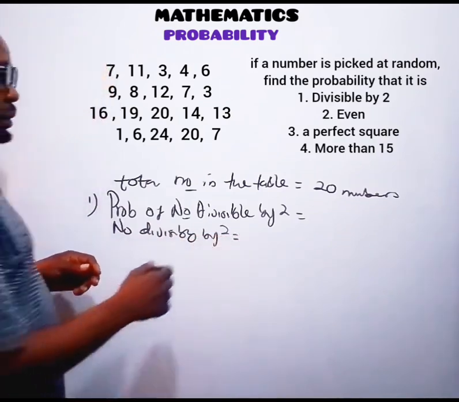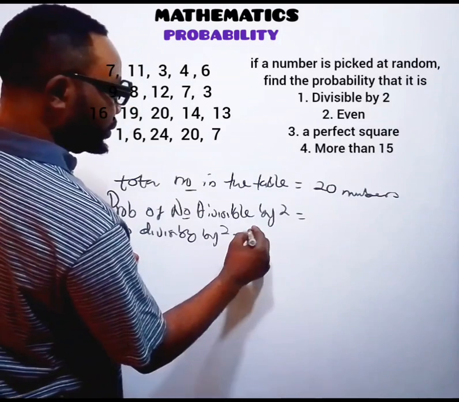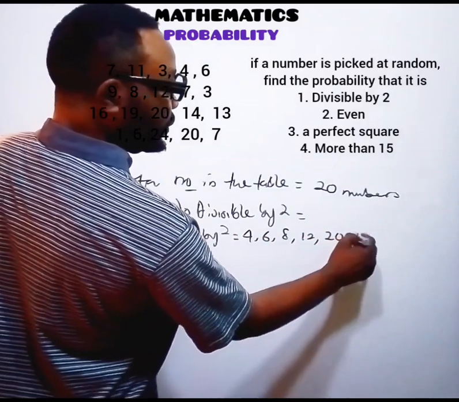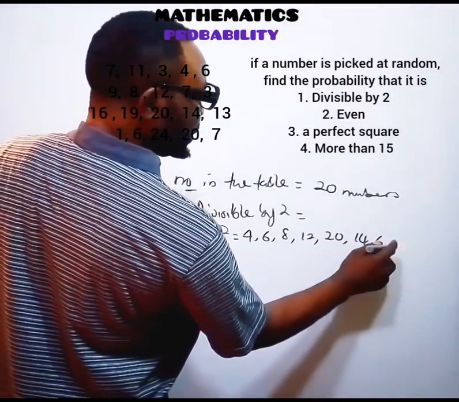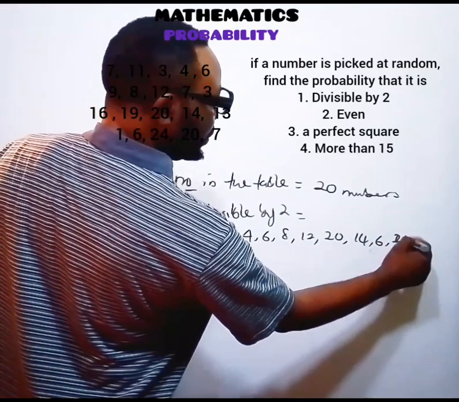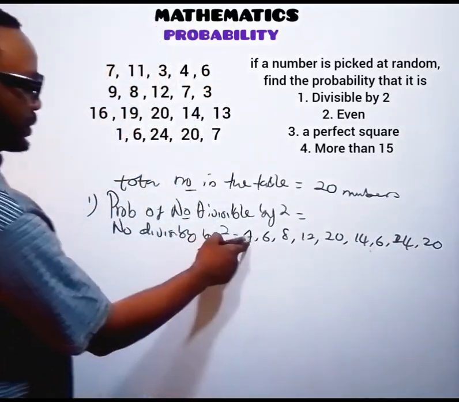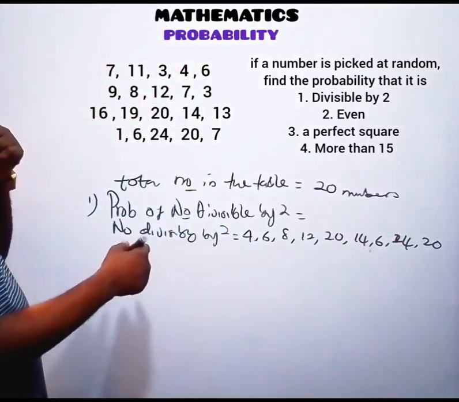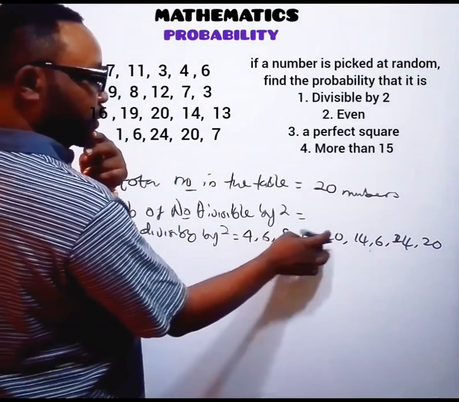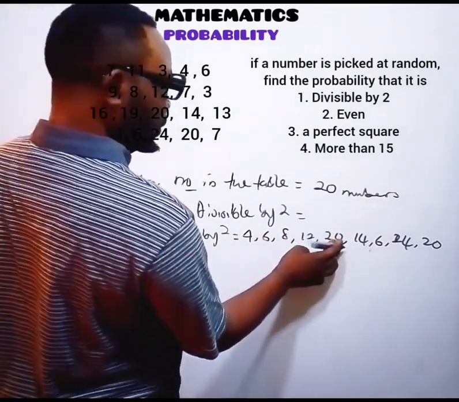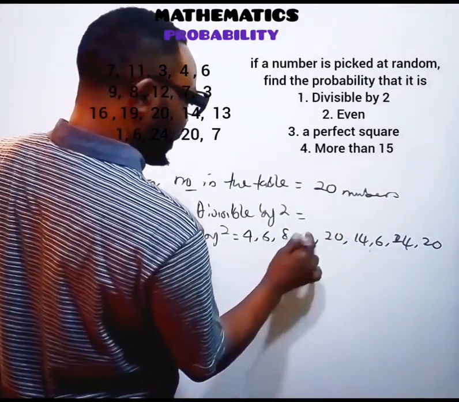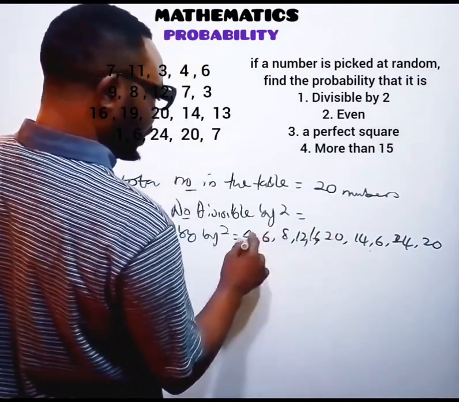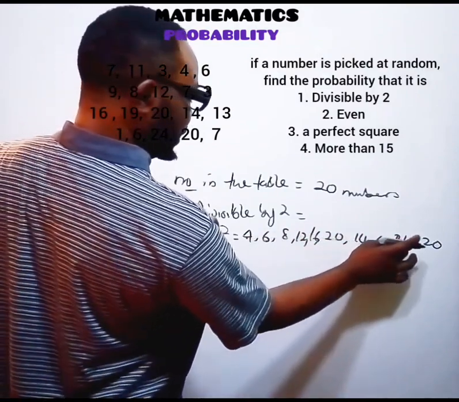The numbers divisible by 2 from the table are 4, 6, 8, 12, 16, 20, 14, 6, 24, 20. If you count the numbers very well, 1, 2, 3, 4, 5, 6, 7, 8, 9, 10.